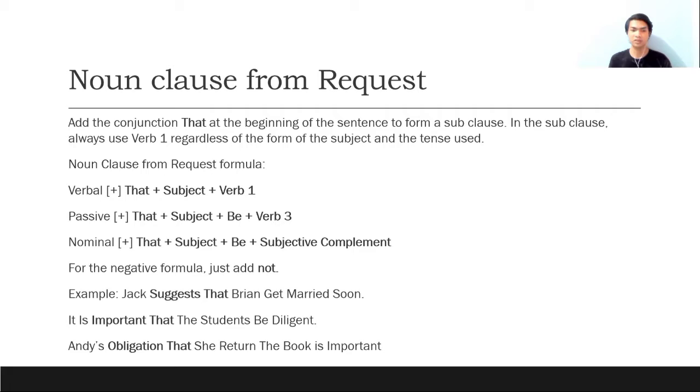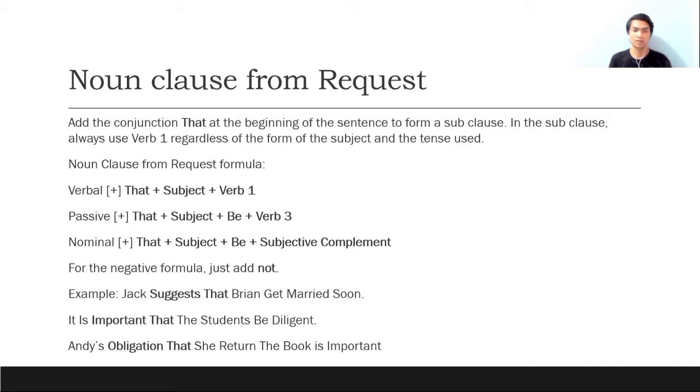Add the conjunction "that" at the beginning of the sentence to form a subclause. In the subclause, always use verb 1 regardless of the form of the subject and the tense used. Noun clause from request formula.